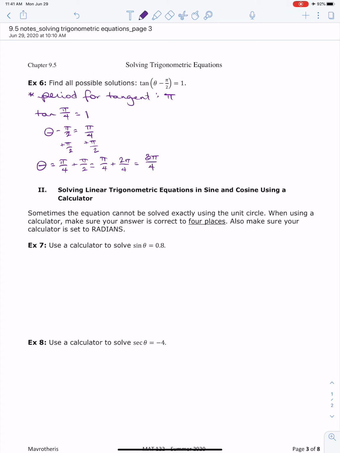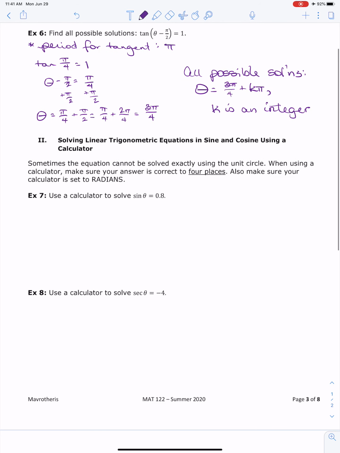Now, I'm going to go back up to my problem statement. This wants all possible solutions. And so since the period for tangent is pi, I know that this value repeats every pi. So all possible solutions is going to look like this. Theta equals 3 pi over 4 plus k pi. So we're going to add on pi, 1 pi, 2 pi, where k is an integer. And that's what the solutions to this look like.